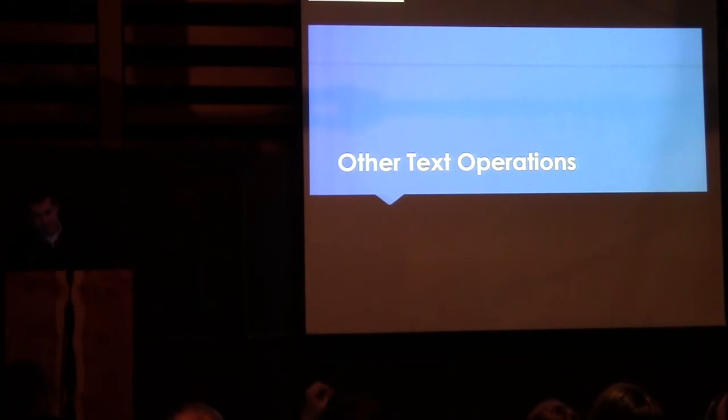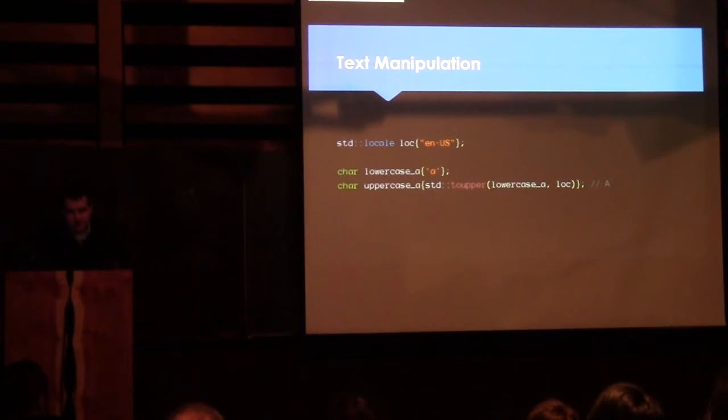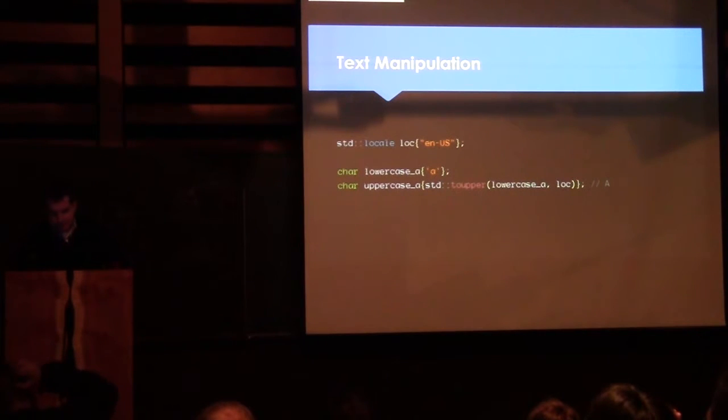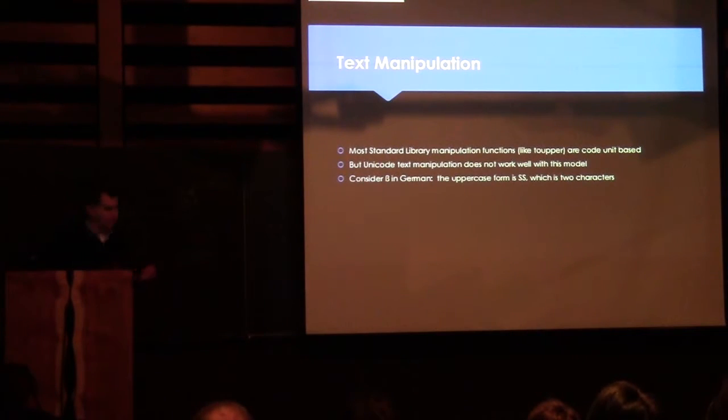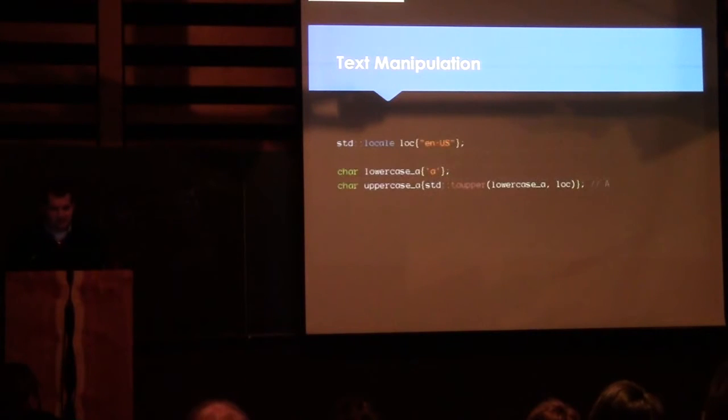So if we look at a couple other text operations, we mentioned that some of the standard library functions just don't work well with Unicode. As an example of this, we have this toupper function that takes a code unit and converts it to the equivalent uppercase code unit. But this expects that there's actually an uppercase form of each of the lowercase letters. And so as a counterexample, in German, I believe it's called the eszett. The sharp S, okay. The uppercase form is actually two characters. It's two uppercase letter S's. So this toupper API that returns a single character is not even reasonable.